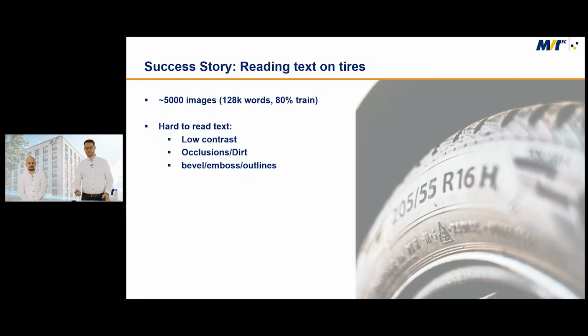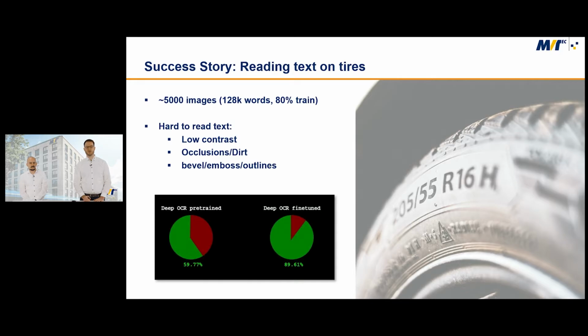Now let's have a look at a success story, which Mario already hinted at: reading text on tires. This was a customer project for us with over 5,000 images and 128,000 words, and 80% of them were used for training. And this is, as Mario mentioned already, low contrast, occlusions, bevel, emboss, outlines, so it's very difficult to read this text on these tires. And in a comparison, our pre-trained DeepOCR model only achieved about 60% accuracy, and if you fine-tune the model on the training data, we achieved about 90% accuracy. So a large bump in accuracy for this.